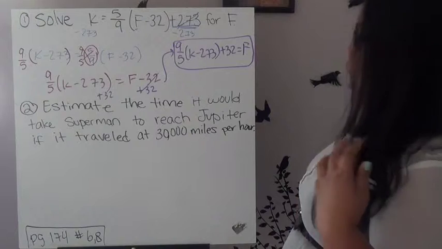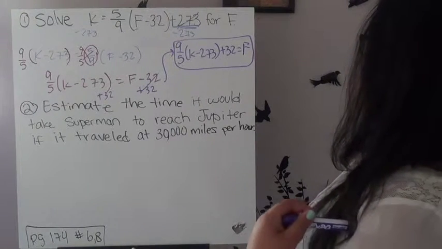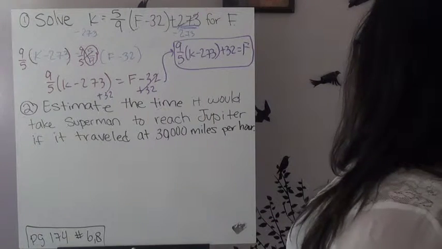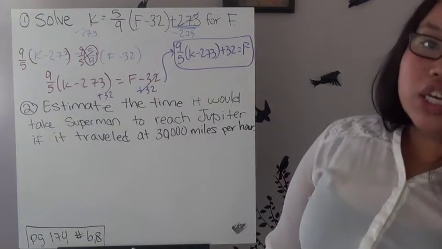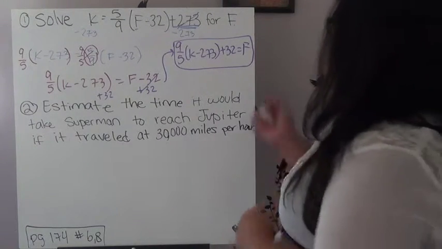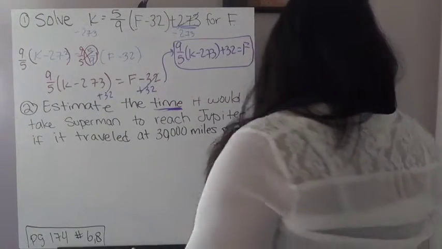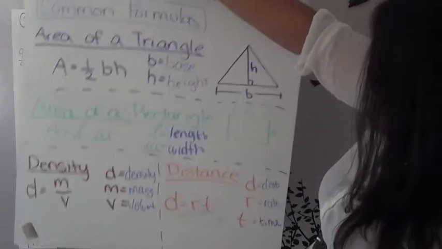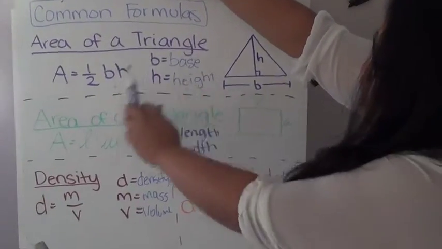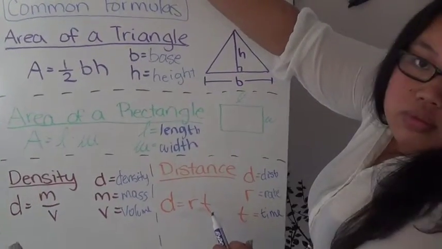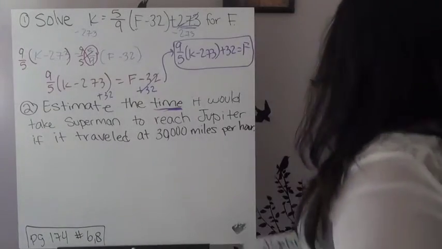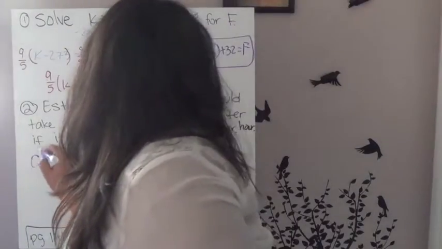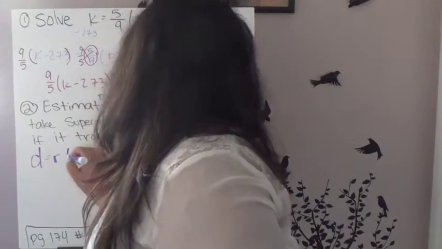The next one says, estimate the time it would take Superman to reach Jupiter if he traveled at 30,000 miles per hour. So look at the equations. We're trying to find time. Out of all the equations on the list that I gave you, the only one that dealt with time was distance. Distance equals rate times time. So D equals R times T.